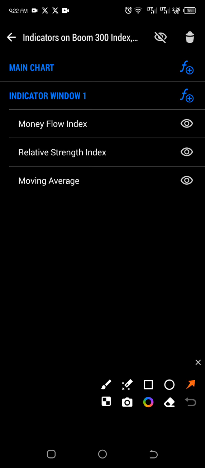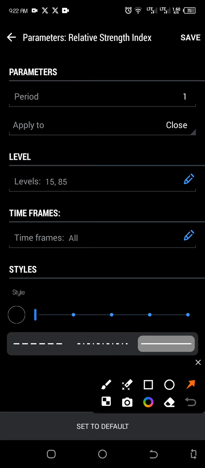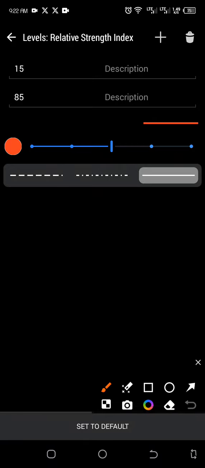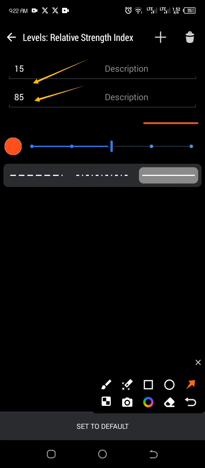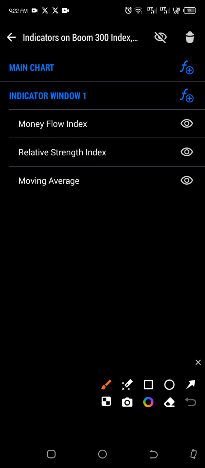Now moving on to the next indicator, which is going to be the RSI. To add this, we click on this indicator window plus. This is for RSI and these are the parameters. Now we don't need the parameters. What we need is the levels. And what are the levels? We need the 15 level and the 85 level, using a color of choice. Then go back and click on save. Then you have your RSI in your chart.